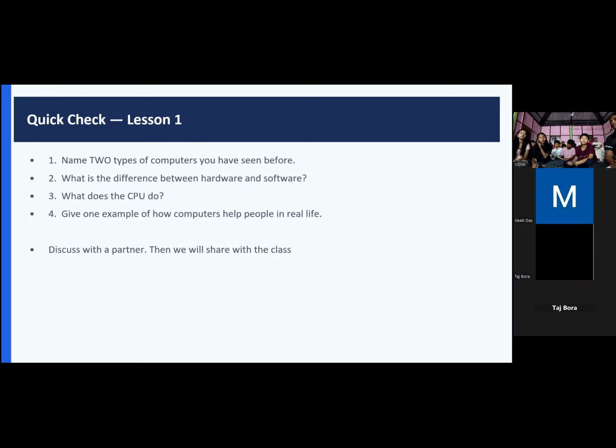So for a check, find a partner and discuss some of these questions, and then be prepared to share with the class. The questions are: name two types of computers that you have seen before. What is the difference between hardware and software? What does the CPU do? And give one example of how computers help people in real life. Talk with the partner about these questions, and then we'll regroup in a minute.